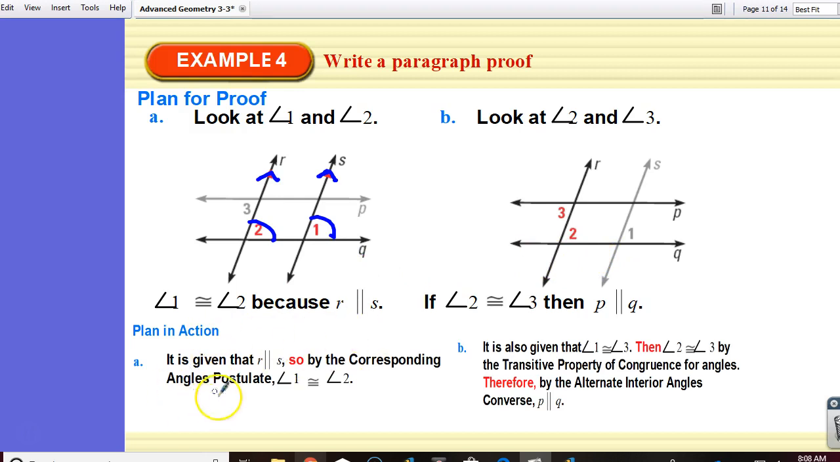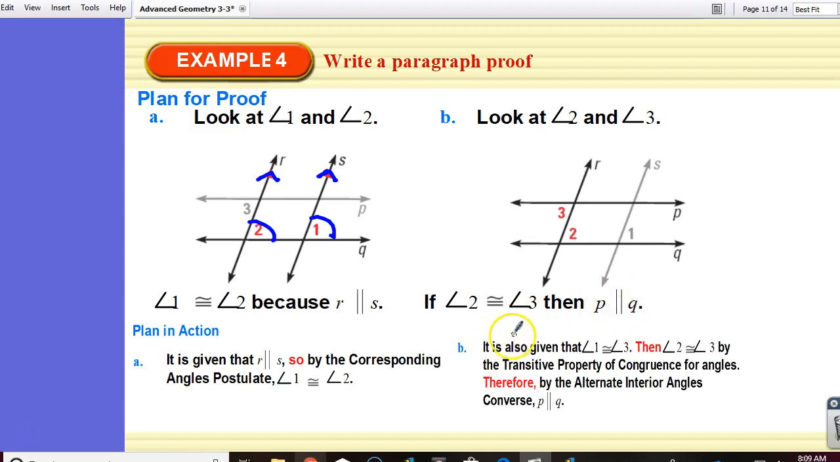So you're going to plan your action. It's given that R is parallel to S, so by the corresponding angles postulate, angle 1 is congruent to angle 2. Then you're going to say that if angle 2 is congruent to angle 3, then P is parallel to Q.